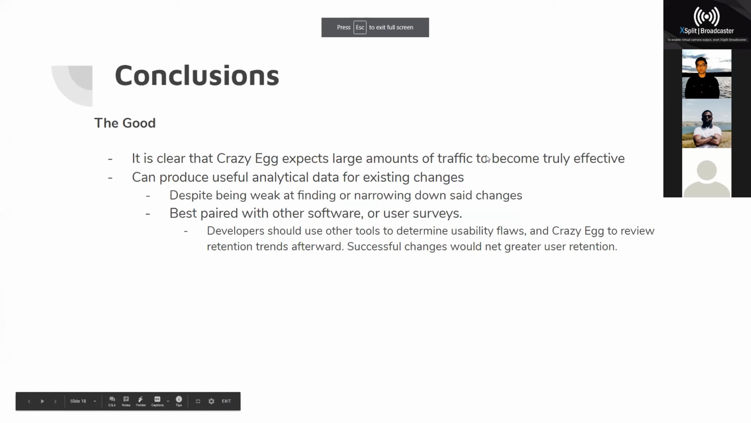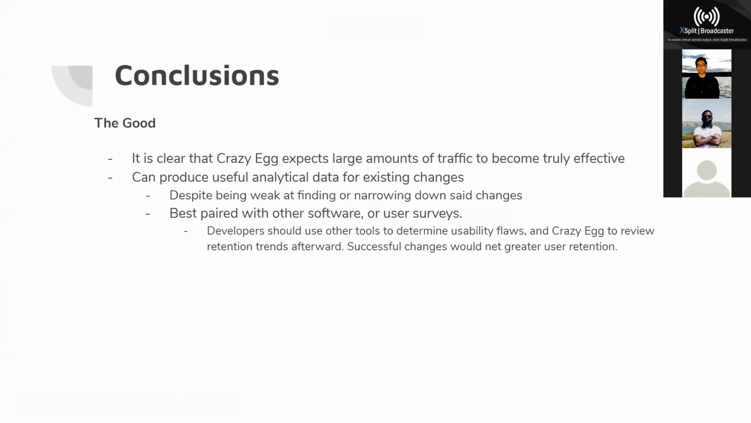So for our conclusions, we had to analyze the good and the bad. And for the good, we realized that it's clear that Crazy Egg expects large amounts of traffic to become truly effective. It can produce useful analytical data for existing changes, despite being weak at finding or narrowing down said changes. And for developers, it's best paired with other software or user surveys. So developers should use other tools to determine usability flaws, and Crazy Egg to review retention trends afterward.